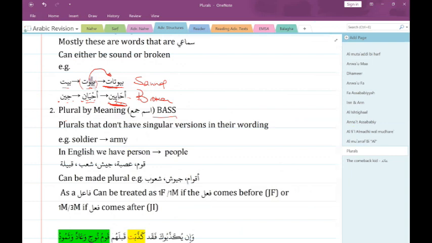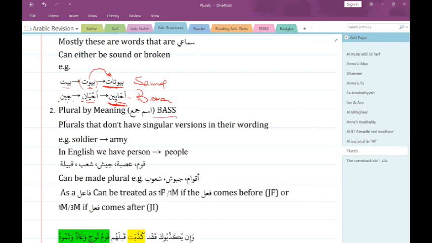But when it comes to isim jama, because the Arab said so, most of the time these are words where the singular version of it is a different word from a different jidr, and the plural is a different word from a different jidr. It's really interesting. For example, soldier. An askari is a single soldier, one soldier. But the army is called jaysh. Very different words. So you can see how different that is.